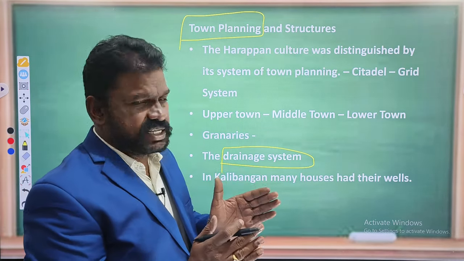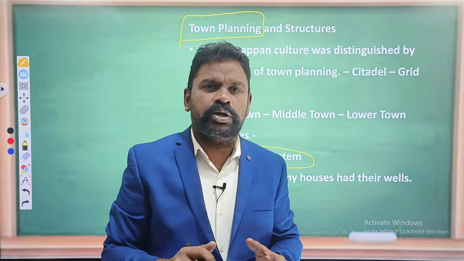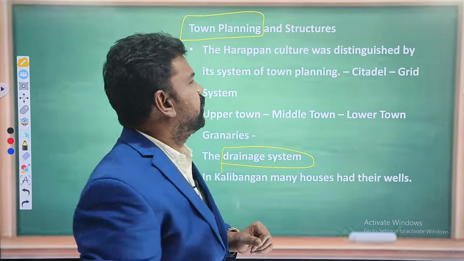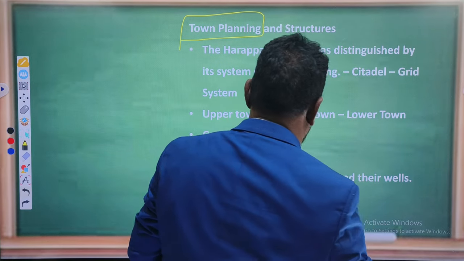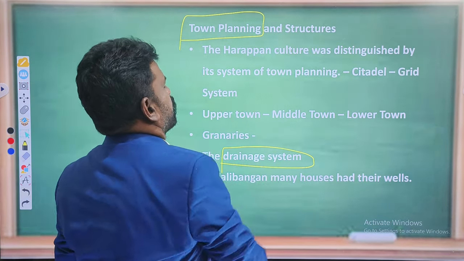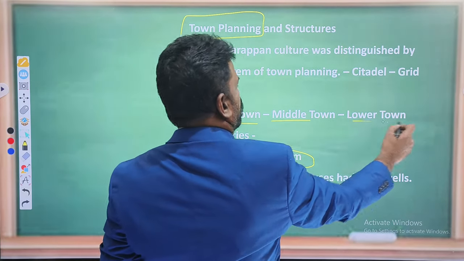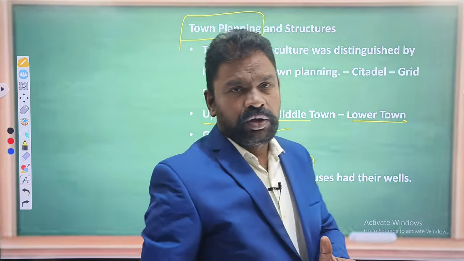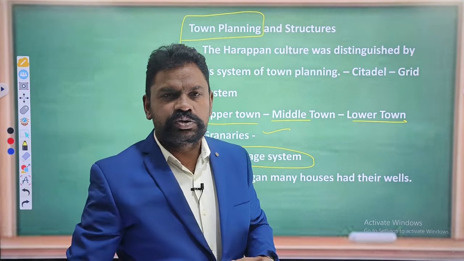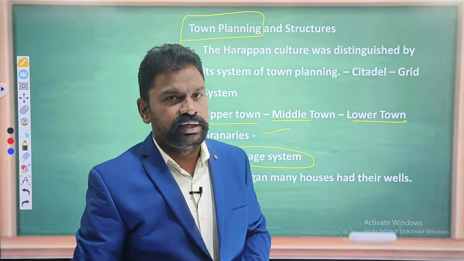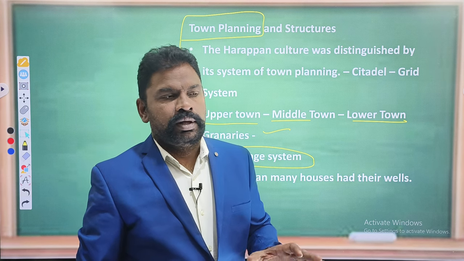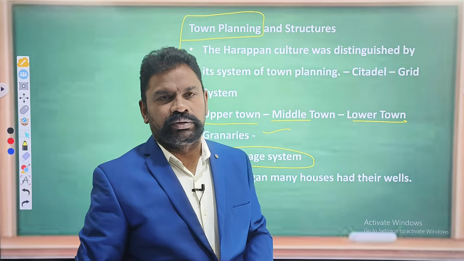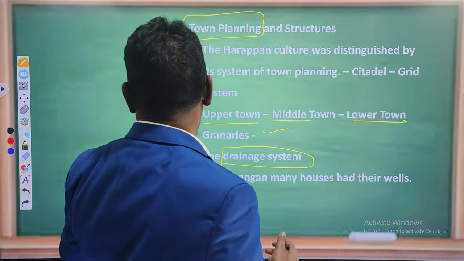Regarding town planning and structures, they constructed a town with a grid system, looking like a chessboard. Present-day Chandigarh alone looks like this town planning. Upper town, middle town, lower town. Granaries are also found in the system. Houses were constructed with bricks. Each and every house had a well outside and bathrooms outside. Bathrooms and kitchen faced towards the main road because of the drainage system.